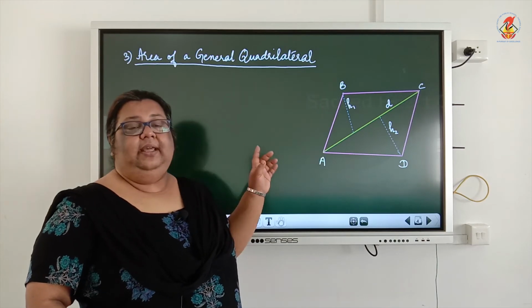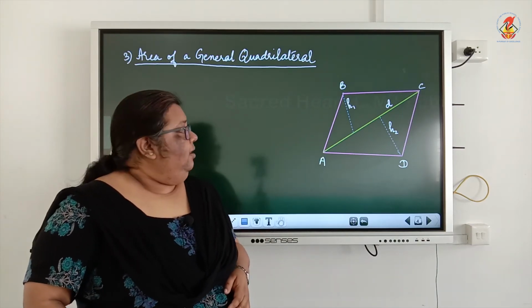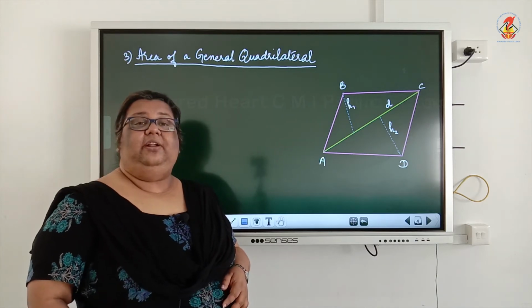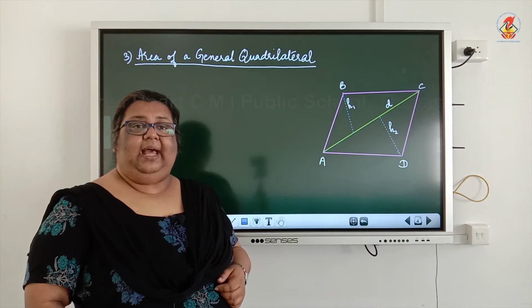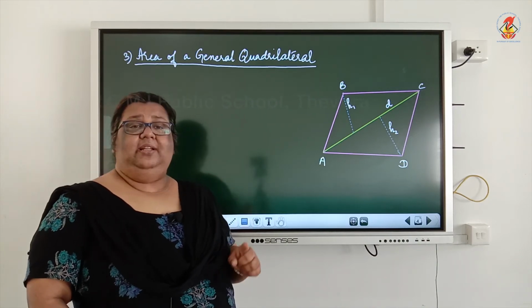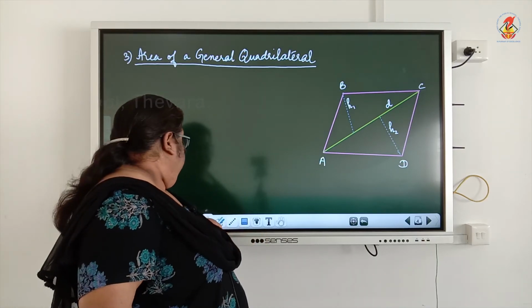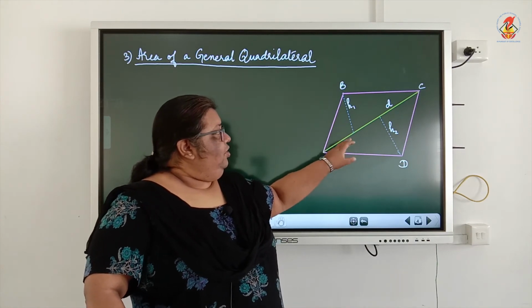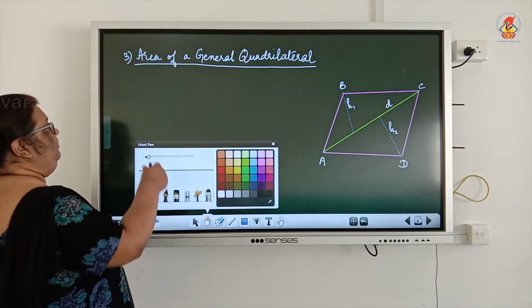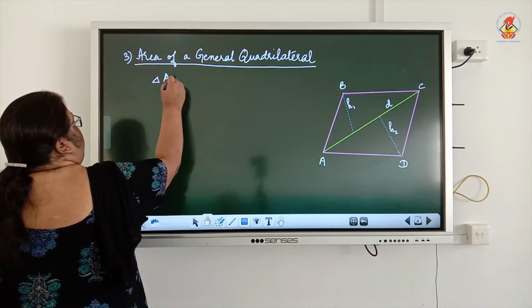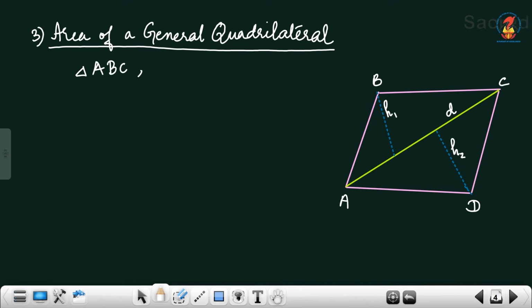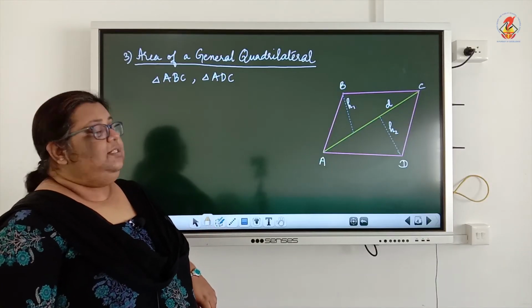Here ABCD is a quadrilateral. You can see AC is the diagonal drawn, and the diagonal is represented by the alphabet D. When a diagonal is drawn onto a quadrilateral, the quadrilateral is divided into two triangles. What is the name of one triangle? It will be triangle ABC. And what is the name of the second triangle? Triangle ADC. So a quadrilateral is divided into two triangles, triangle ABC and triangle ADC.